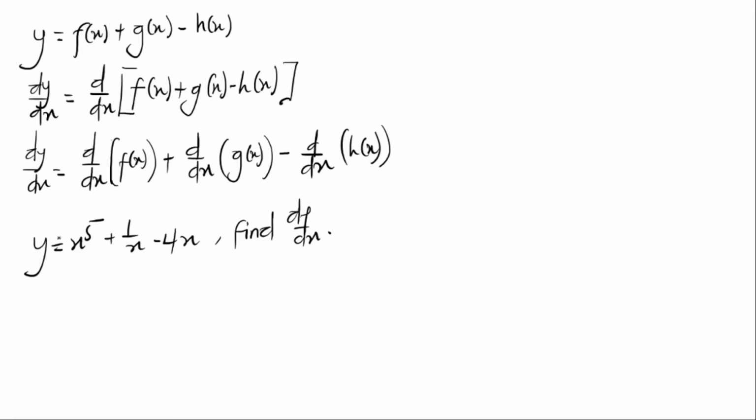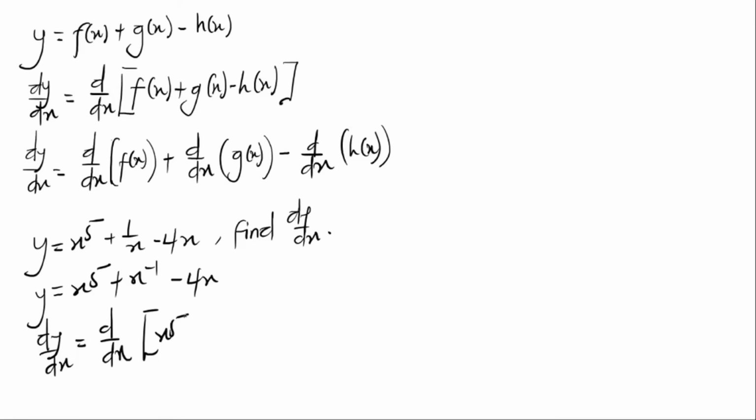First of all, let me rewrite this function in a form that we can simply differentiate. So we have y equals x to the power 5 plus 1/x, which becomes x inverse, or x raised to the power -1. Then we have minus 4x over here. From here we can easily differentiate the function. So our dy/dx becomes d/dx of the function x^5 plus x inverse minus 4x.